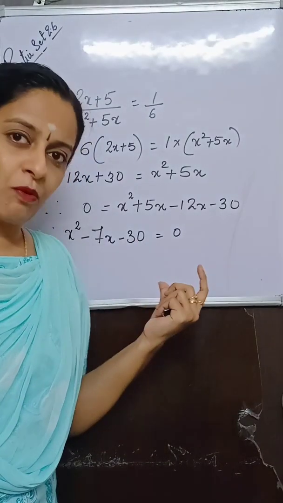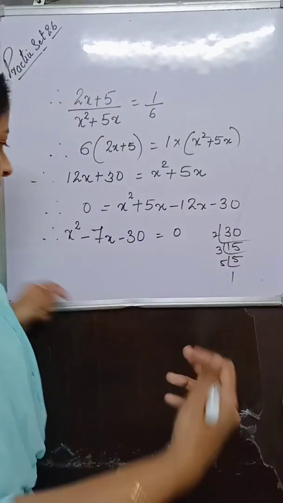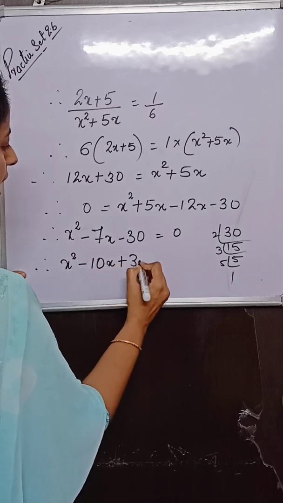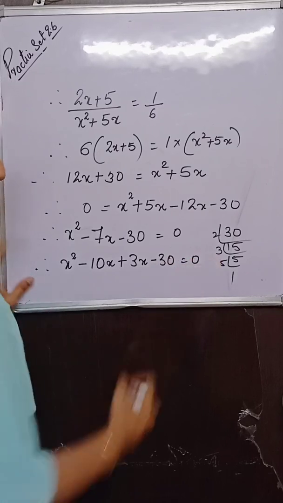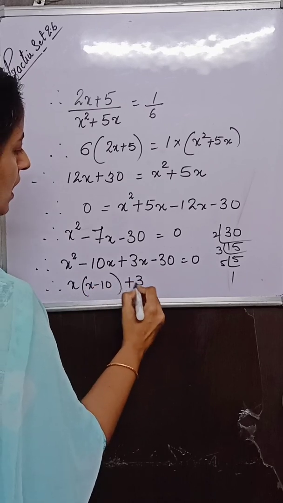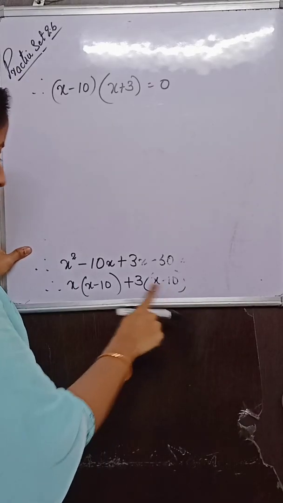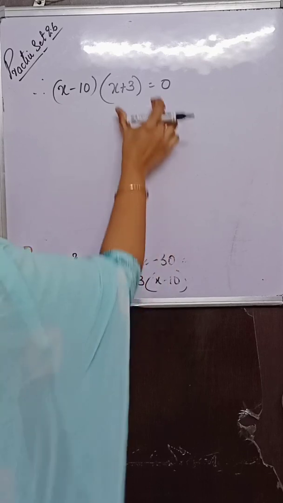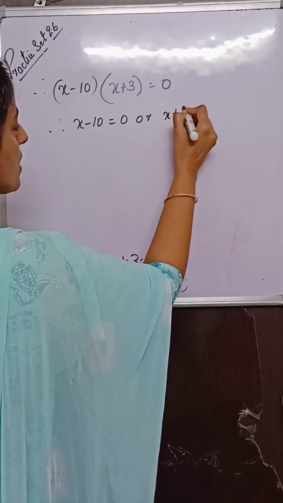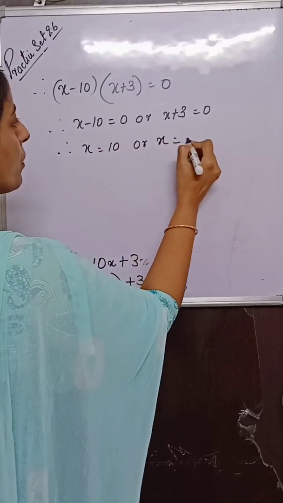Now we have a quadratic equation. You will use the factorization method to solve it. 10 and 3, very easily we'll get this. So X square minus 10X plus 3X minus 30 equal to 0. Take common: X into X minus 10 plus 3 into X minus 10 is equal to 0. After this step, X minus 10 into X plus 3 equal to 0. So therefore, X minus 10 equal to 0 or X plus 3 equal to 0. Therefore, X is equal to 10 or X is equal to minus 3.